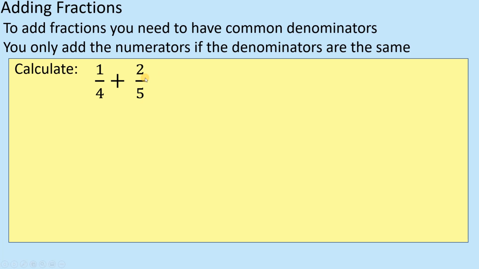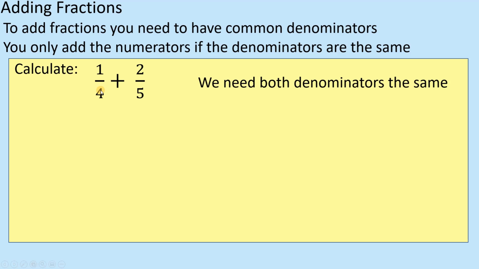So what I need to do is convert these two fractions to equivalent ones. That means I'm not changing the size of them, but I am making equivalent fractions with different denominators. For example, 1/4 is the same as 2/8, which is the same as 3/12. Basically, whatever I do to the top, I've got to do the same to the bottom. So that's what we're looking to do.